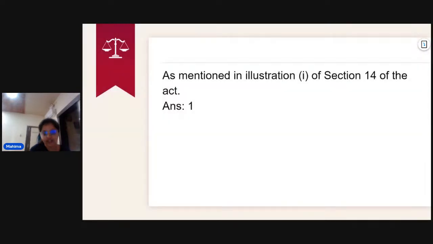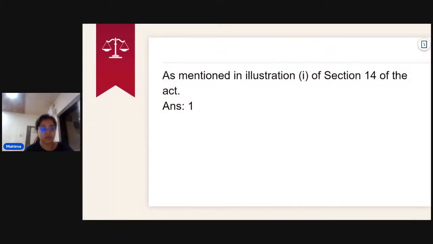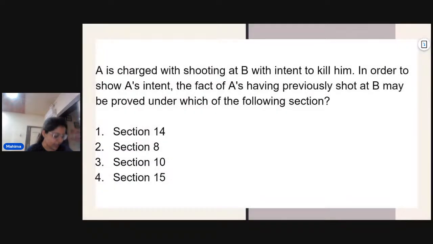It is option number 1, section 14, and it is an illustration under illustration I of section 14. Is it section number 8? Can someone confirm? Let me also check my Bare Act. You also think it is previous conduct. Yes, it is section 14, state of mind or bodily feeling.